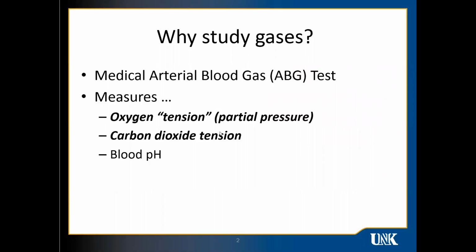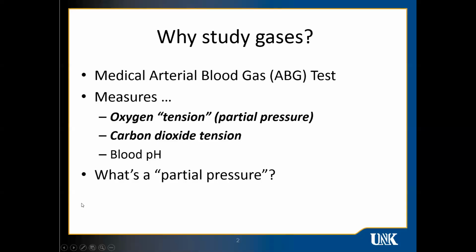First, let's talk about why we need to know about gases. The last class I taught had a lot of nursing majors in it, and so it dawned on me that there are health issues that pertain to gas content and gas properties. I told the nurses about the medical arterial blood gas test, or the ABG test. What this measures is 3 different things. It measures the oxygen tension, or the partial pressure: what portion of the gas is oxygen? Carbon dioxide tension, how much carbon dioxide is in your blood, as well as the blood pH.